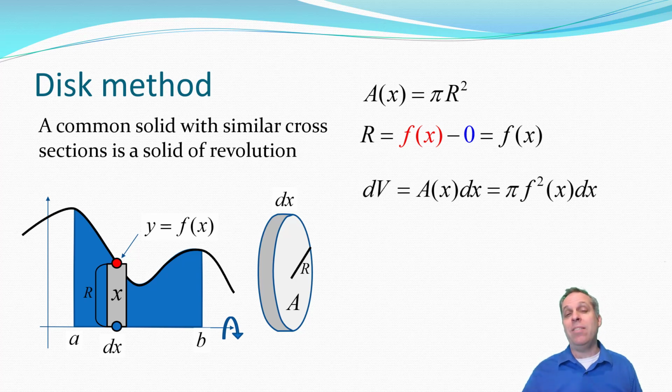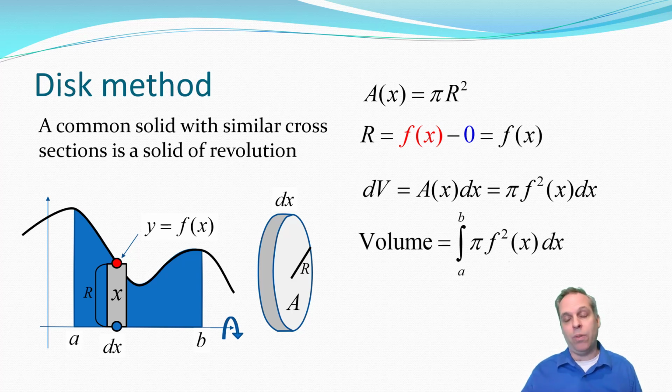So that means that the small amount of volume generated by this itty-bitty disk is the area times the thickness, dx. But the area is pi times the radius, being the function, squared, times dx. So the dV is therefore pi times the function squared dx. If I just sum that up using integration, we get that the volume should equal the integral from a to b of pi times the function squared dx. This is called the method of disks, and it's a way for us to find volumes of solids of revolution. And there are other variations, of course, but this is just the first one you're introduced to.